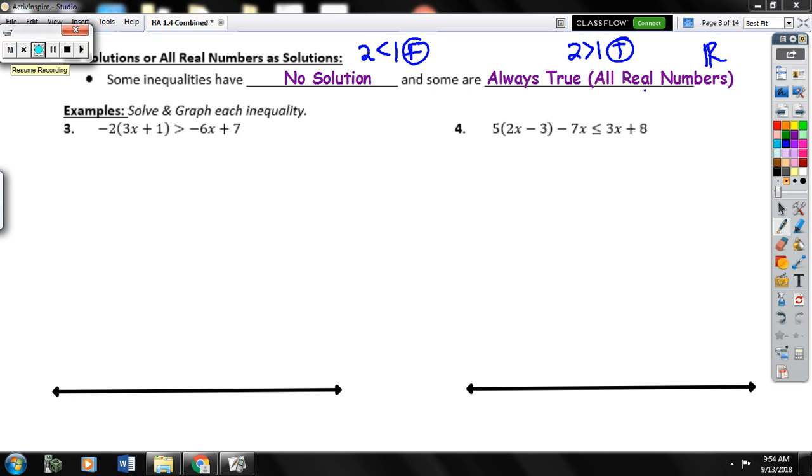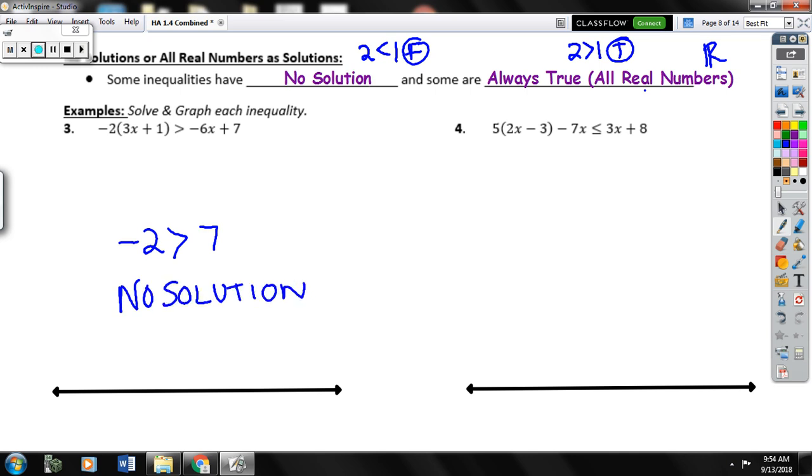Okay, let's see. Taven, what did you get for number 3? -2 is greater than 7, no solution. Perfect. Just distributing. Your x's would go to 0, and we do get no solution. So literally to graph no solution, just put nothing on there. There are no answers that would be shaded.